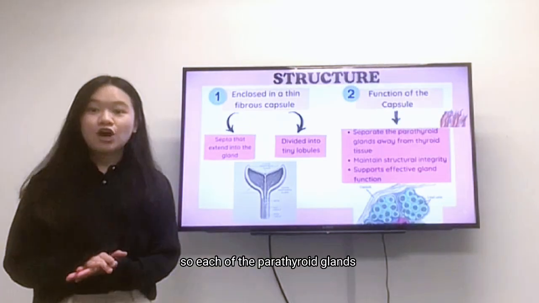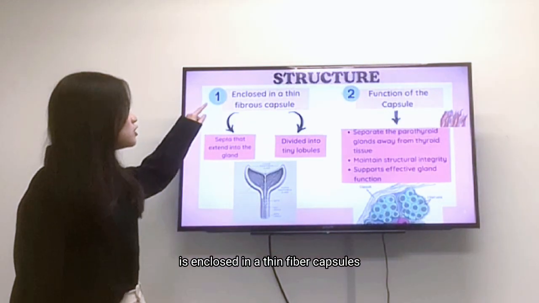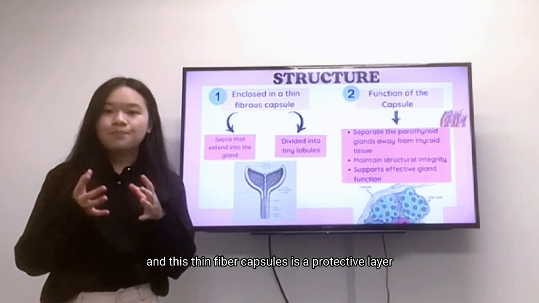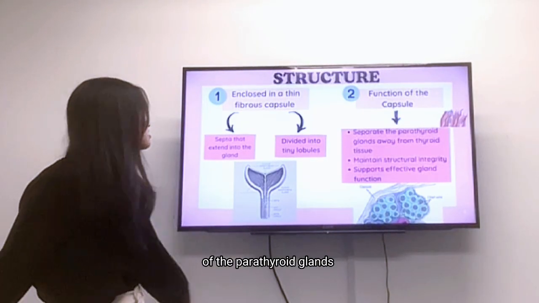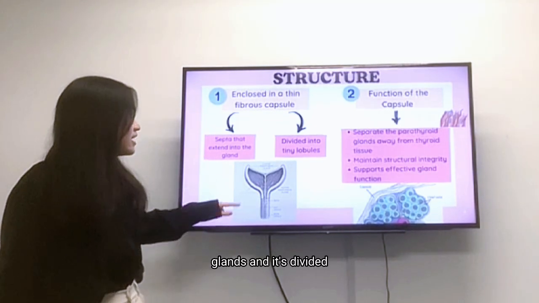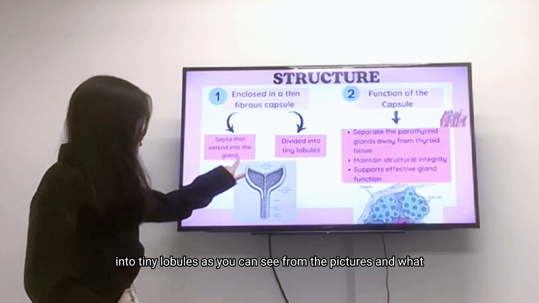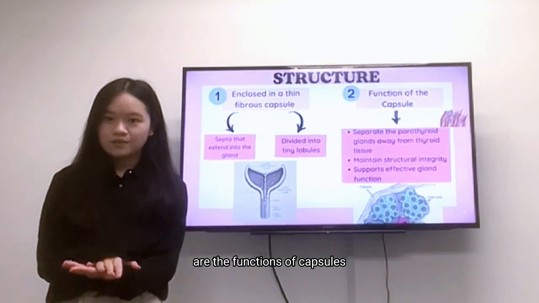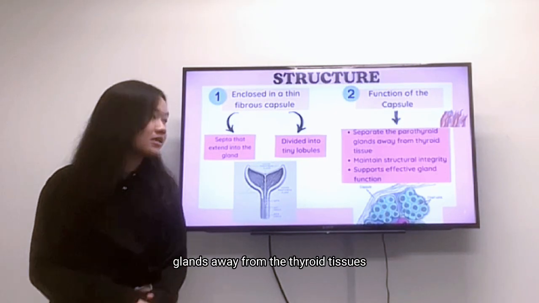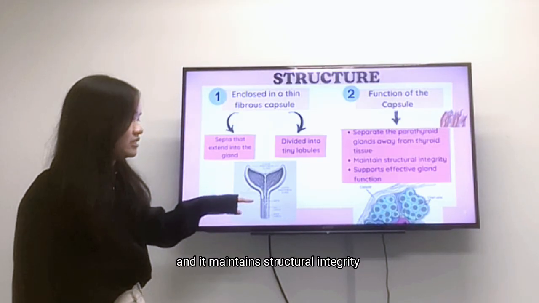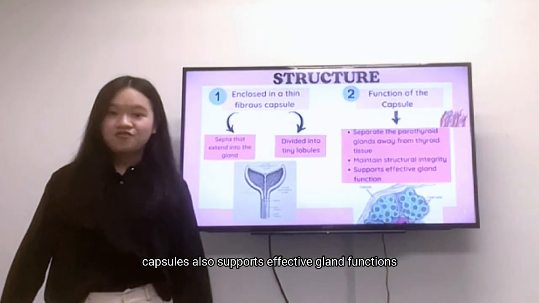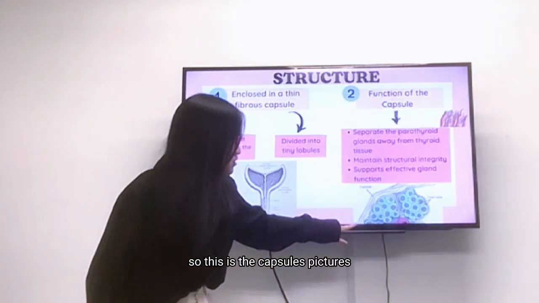Each of the parathyroid glands is enclosed in a thin fibrous capsule, and this thin fibrous capsule is a protective layer of the parathyroid glands. The septa from the capsule extend into the gland and divide it into tiny lobules, as you can see from the pictures. And what are the functions of the capsule? This capsule separates the parathyroid gland from the thyroid tissue and maintains structural integrity. Moreover, the capsule also supports effective gland function. So this is the capsule picture.